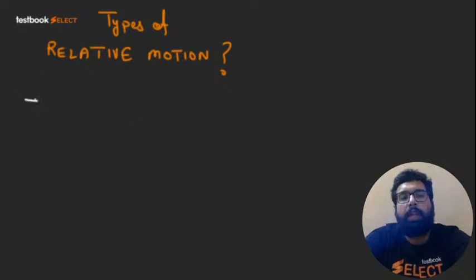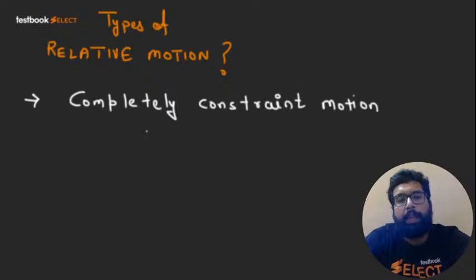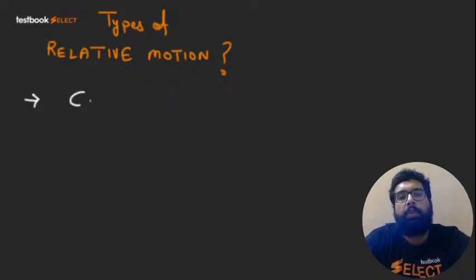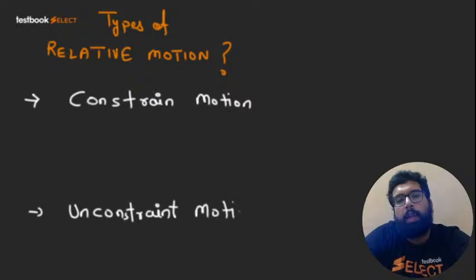The types of relative motion are completely constrained motion, right? Before that, if we broadly classify the types of relative motion, first of all it can be broadly classified into constrained motion and unconstrained motion. These are the two types of motion. Now I want to ask you: what are the types of further constrained motion?